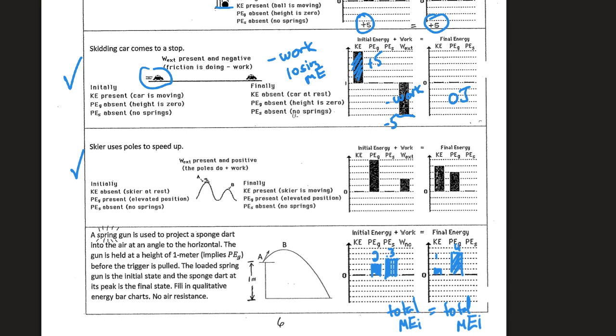Oops, no, that was correct. Sorry, I thought I made a mistake. 2 plus 3 is 5. 1 plus 4 is 5. There are many other configurations, but what you have to be correct about is that there was no work, there's no kinetic energy at the beginning, and there's no spring energy at the end.